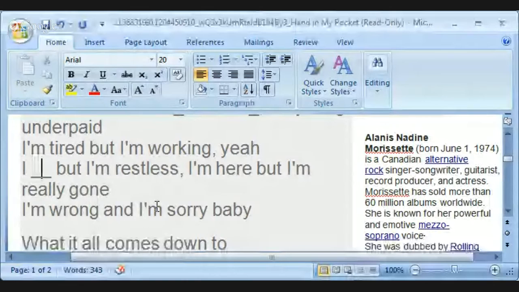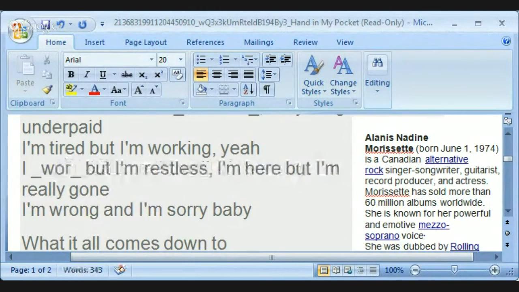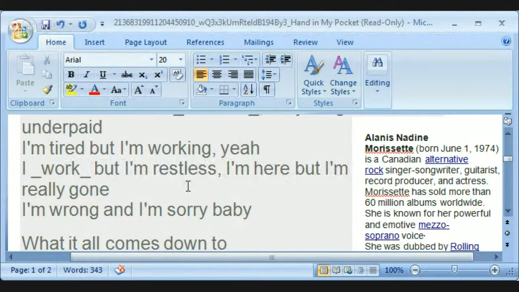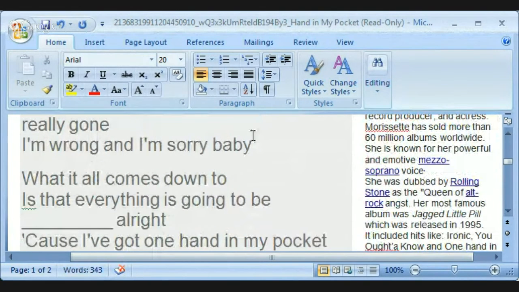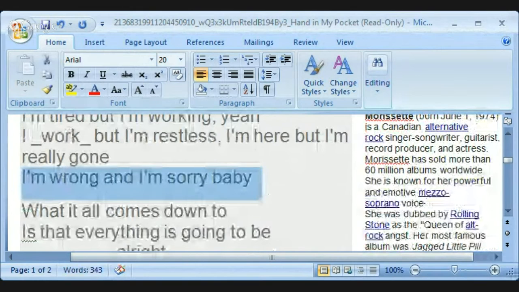I work, but I'm restless. No. I'm tired, but I'm working. I work, but I'm restless. I don't know. Maybe I might think of something like I sleep, but I'm restless. But okay, we'll go with that. Okay, and then I'm wrong, and I'm sorry, baby.